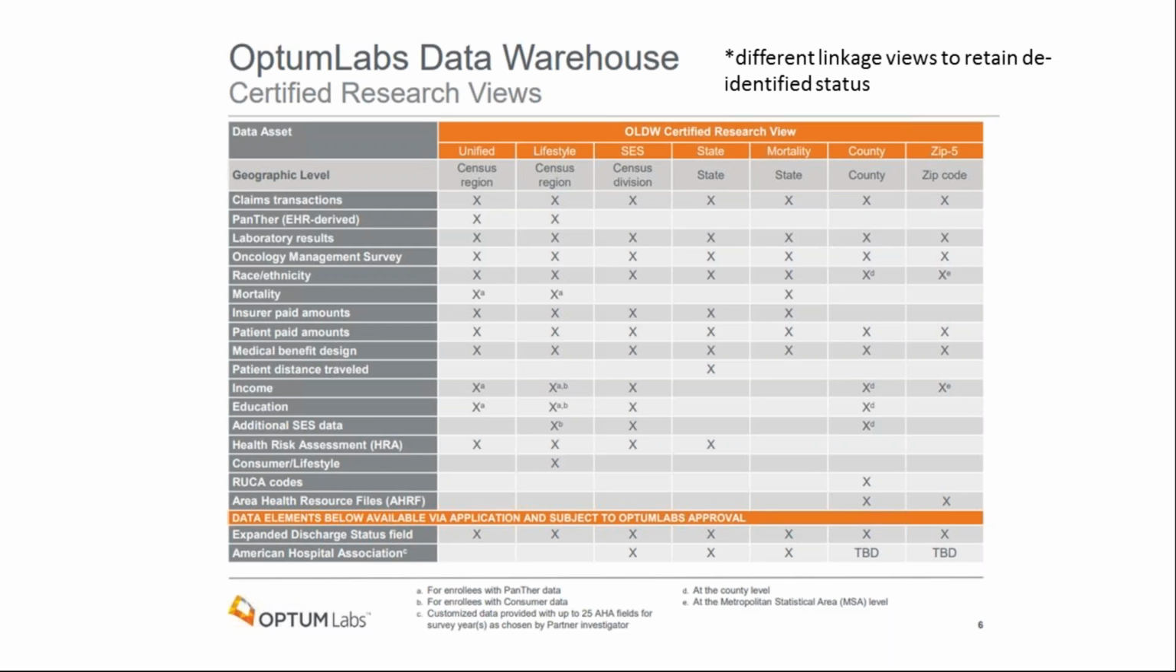You can also get their health risk assessment within that. And then you also get access to more specific income levels. You get their mortality data. You get the oncology management survey, some lab results, and the EHR data. But they take out other factors. They take out other sections of the data to keep it de-identified.